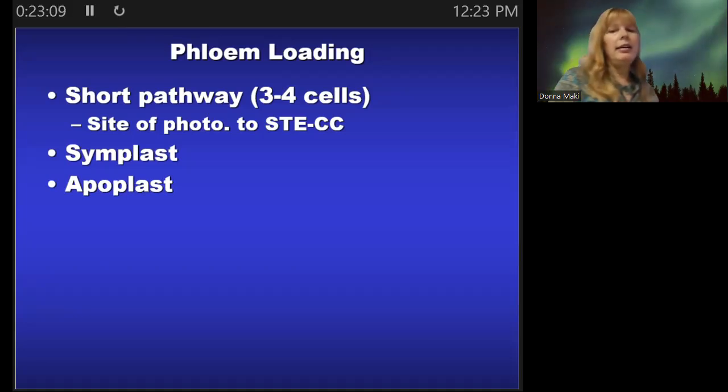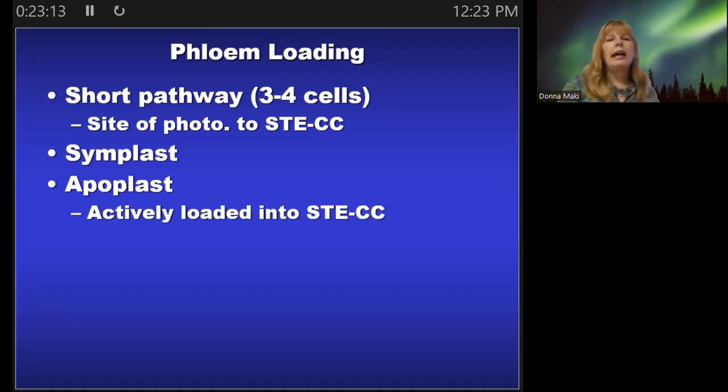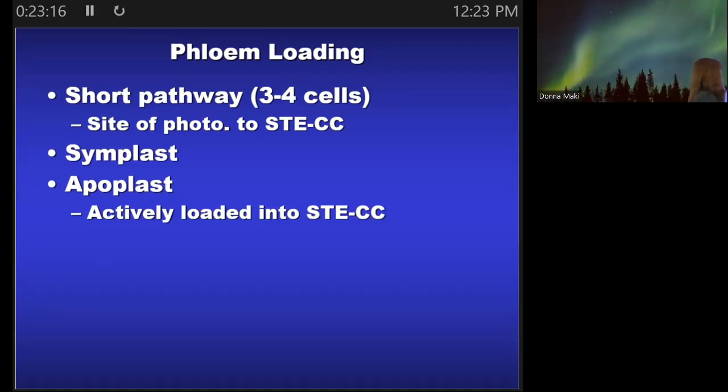So they had to look at that. If that happens, and they do have experimental evidence, there comes a point where it has to get actively loaded into the sieve tube element, companion cell complex. Anytime you say actively something, in this case, actively loaded, they're trying to get you to think about energy. Energy needs to be expended. And so they're saying, in this case, ATP is needed to take the sugar from the apoplast and get it loaded into the sieve tube element.